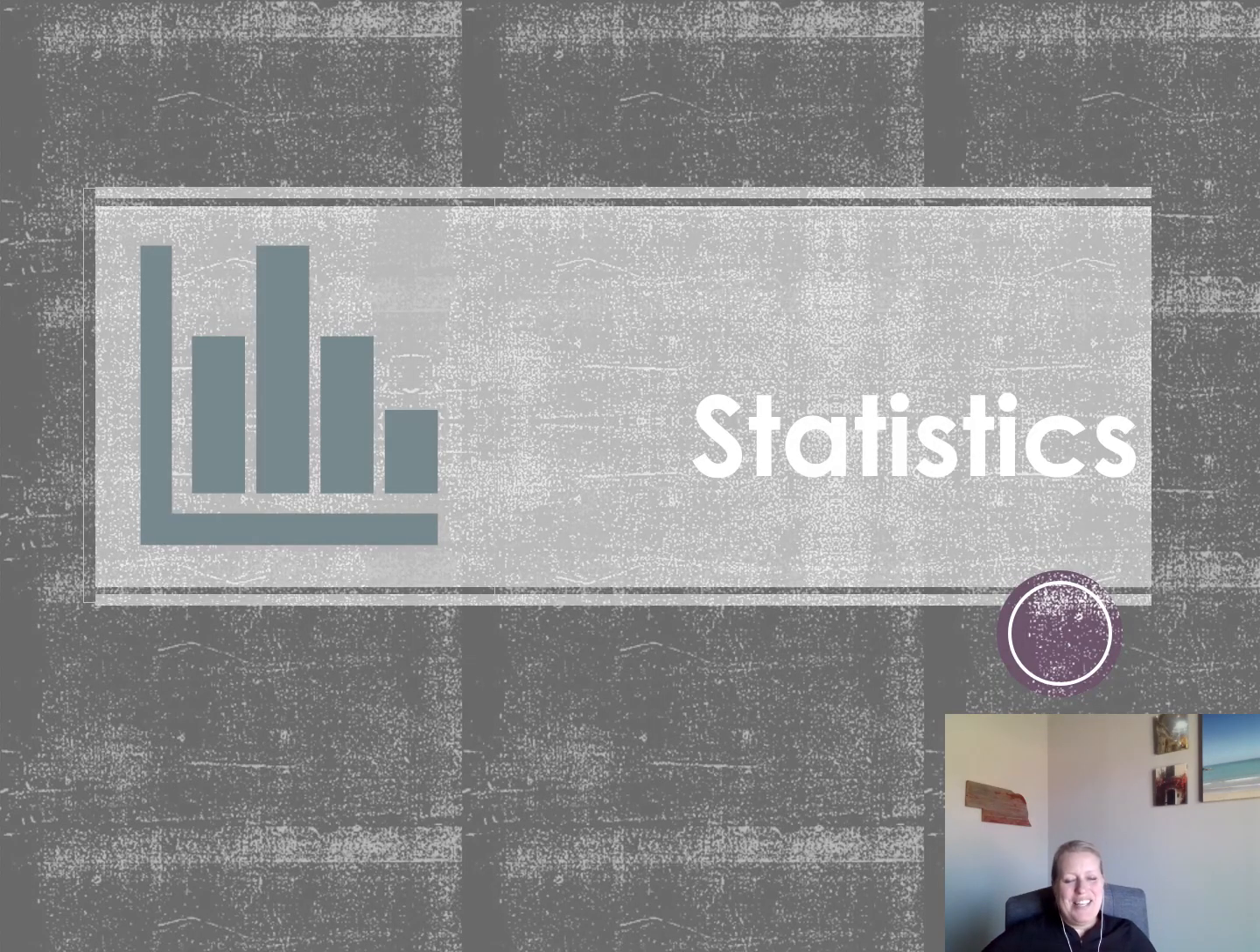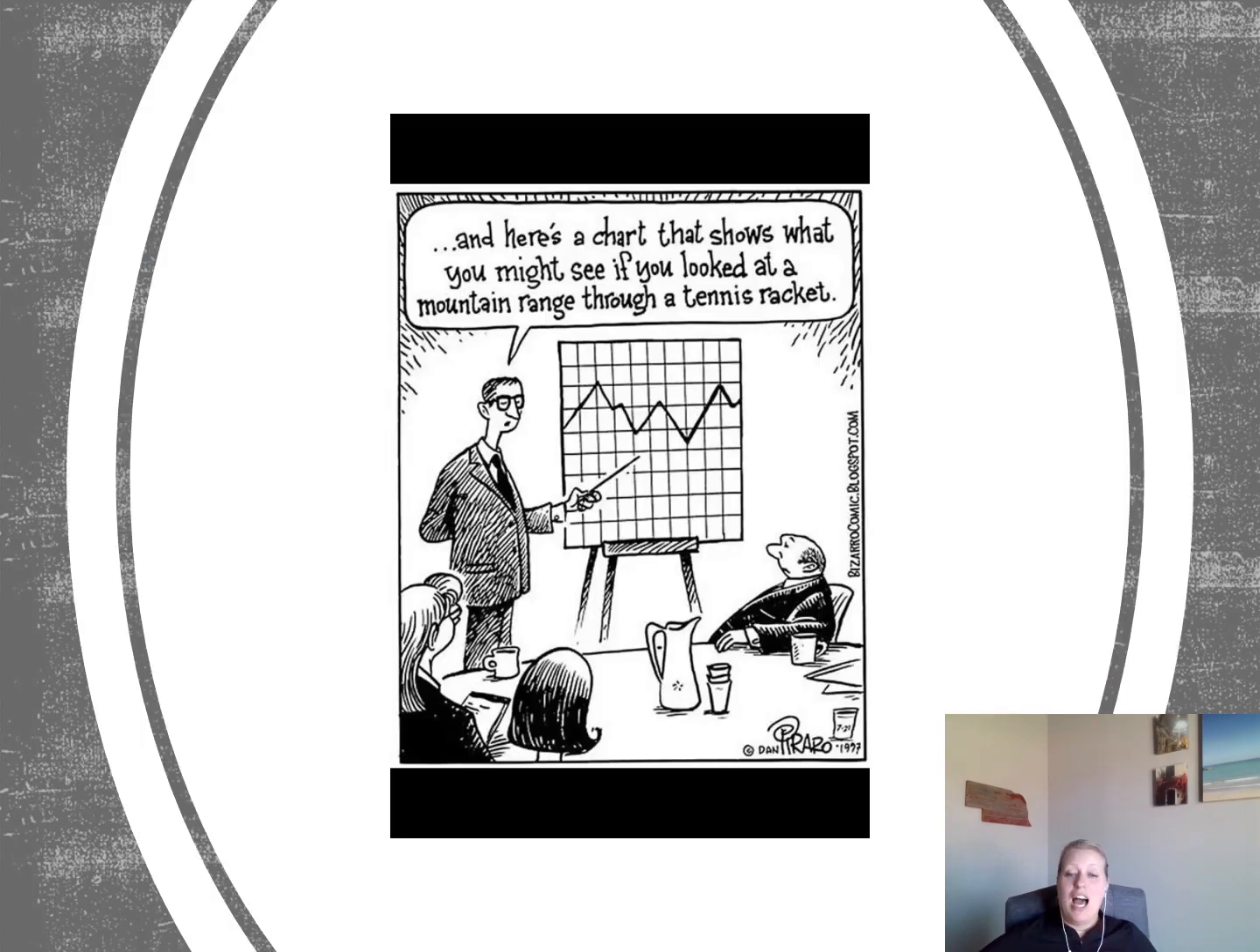Okay, so let's talk a little bit about statistics. I'll try to make this as painless as possible. I like to start out with this cartoon because here is a chart that shows what you might see if you looked at a mountain range through a tennis racket. Because sometimes when you're looking at data, you don't know what you're looking at.